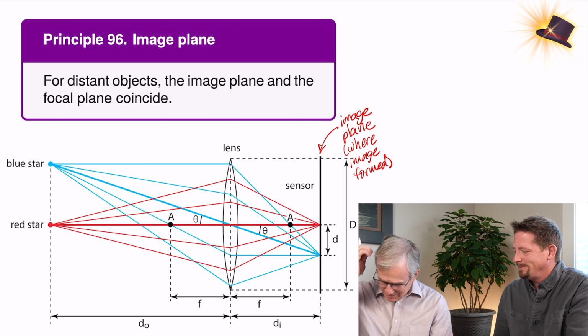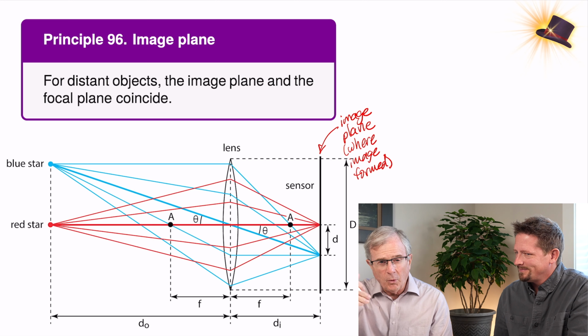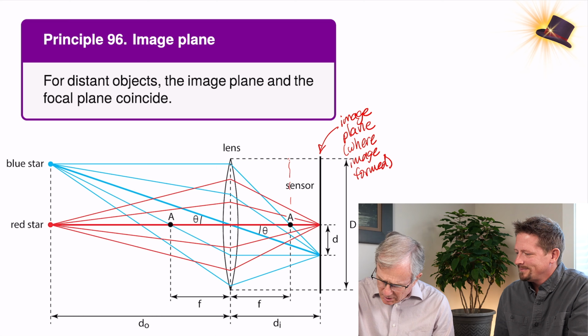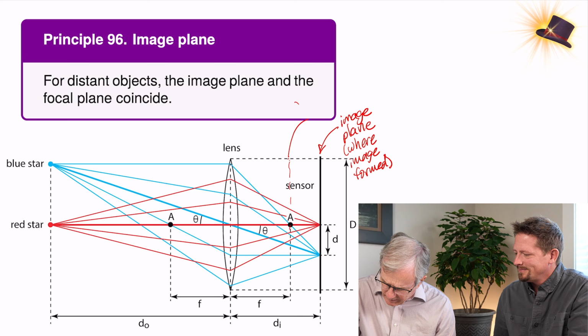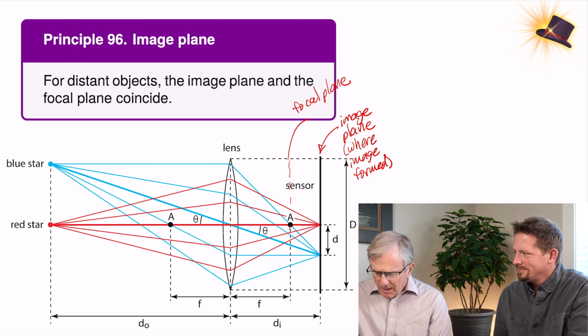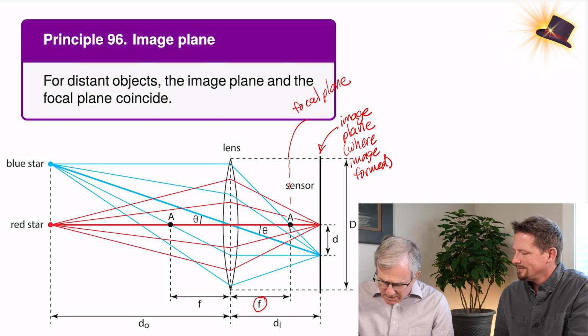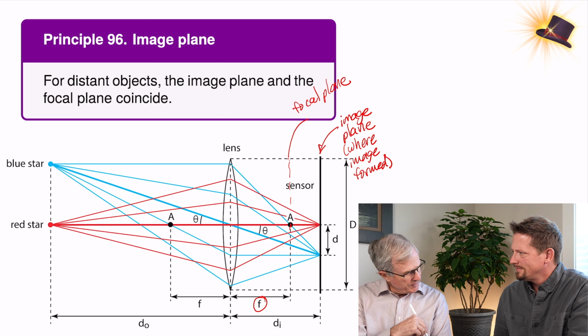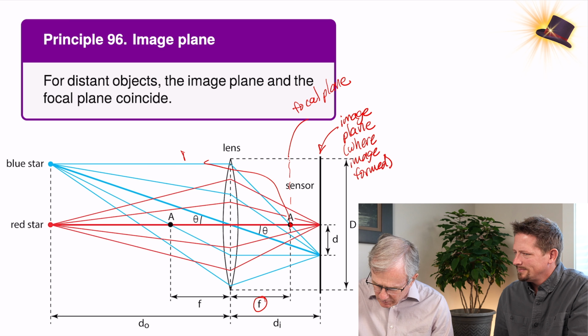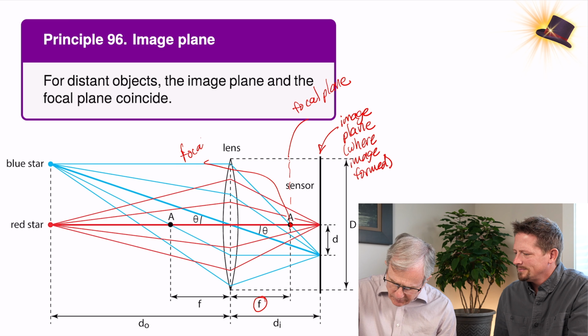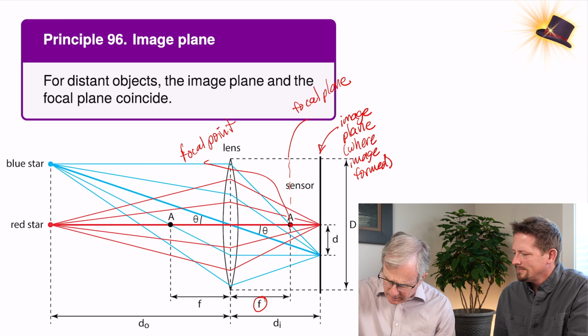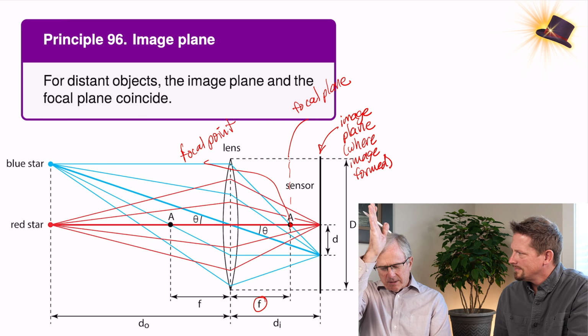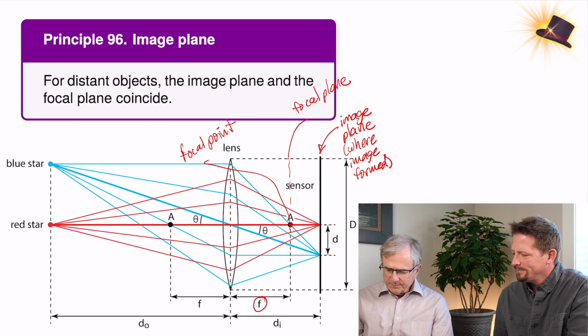If you're not focused, that image plane will be in front of your sensor or behind your sensor. That would be embarrassing. But that's where you want to form the image. The focal plane is at a distance of the focal length from the lens. So it's where that, we talked about this in the previous video, this is the focal point, and the plane is the plane that runs through that focal point.